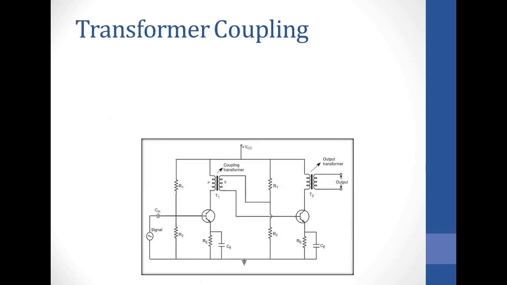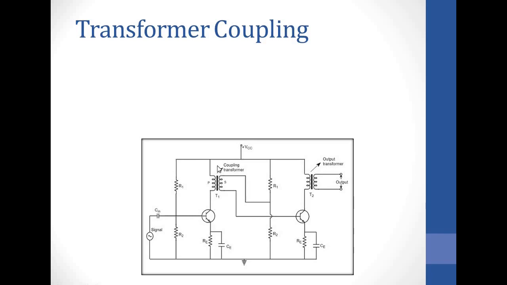Then we've got the transformer coupling, which is the most common. I think there is also one diagram which we looked at, which had transformer coupling. We've got the first stage here. This signal is coupled to the next stage using the transformer T1, and then to the output using transformer T2. So this is a coupling transformer. This transformer also couples to the output. It's an output transformer. In this coupling transformer, the primary is connected to this part of the circuit.